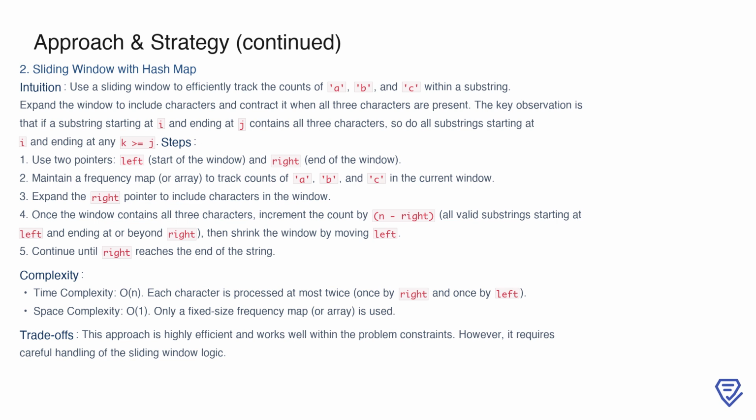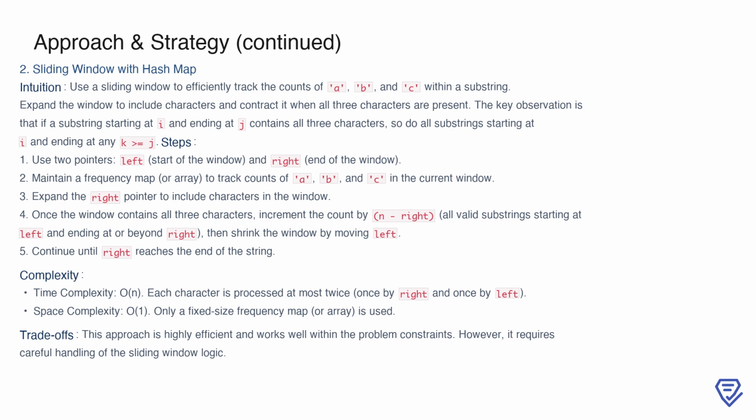Once all 3 characters are present, we can calculate the number of valid substrings that start at the current left pointer and extend to or beyond the current right pointer. This is computed as n minus right, where n is the string length. This process continues until the right pointer reaches the end of the string. The sliding window approach is highly efficient with a linear time complexity of O(n), as each character is processed at most twice, once when expanding the window and once when contracting it.